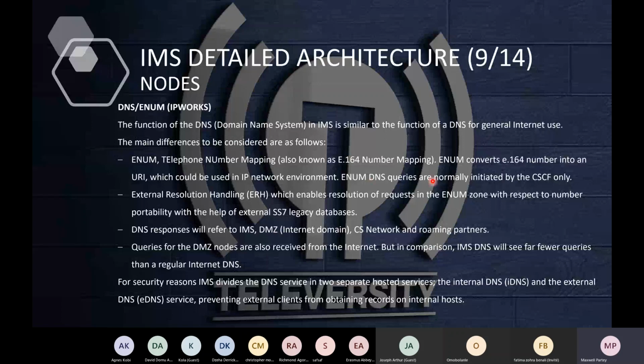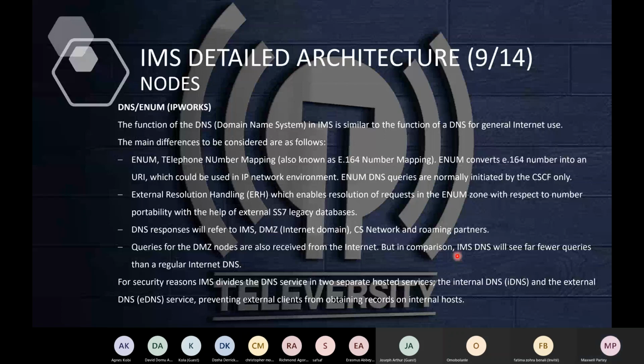The ENUM DNS queries are normally initiated by the CSCF only. Why? Because the CSCF is the node which will determine whether I am breaking out into the SIP network or into the CS core network. If I'm breaking out into the CS core network, then I will need the MSISDN, or the E164 number format, to be able to break out into that plane. But if I'm calling from a SIP network to a SIP network, or an IMS network to another IMS network, all I need is a URI or an address to be able to make that kind of call. Okay, so that's basically what the DNS or the ENUM is used for.